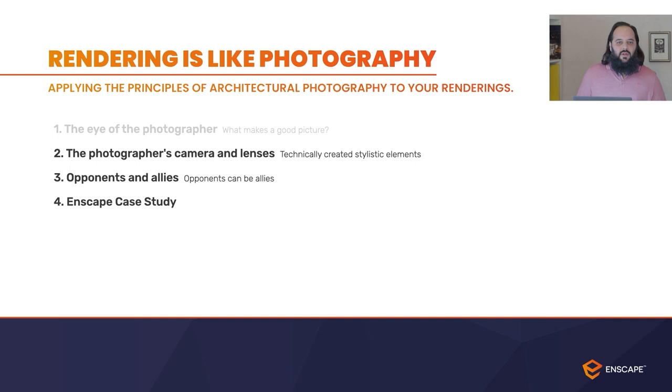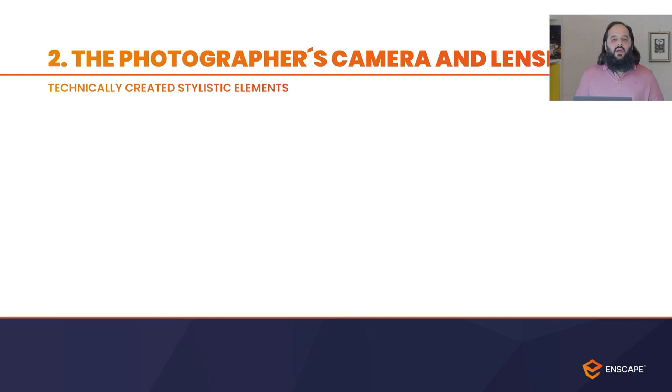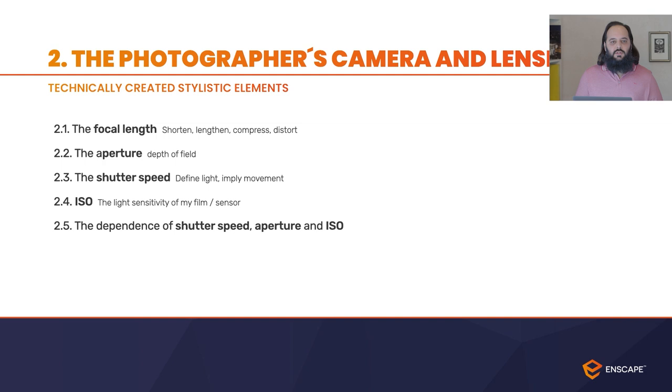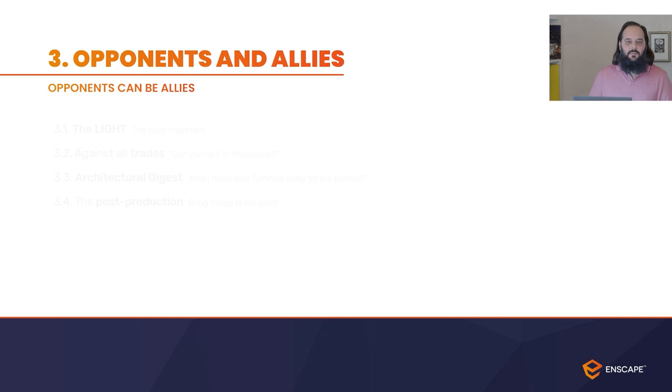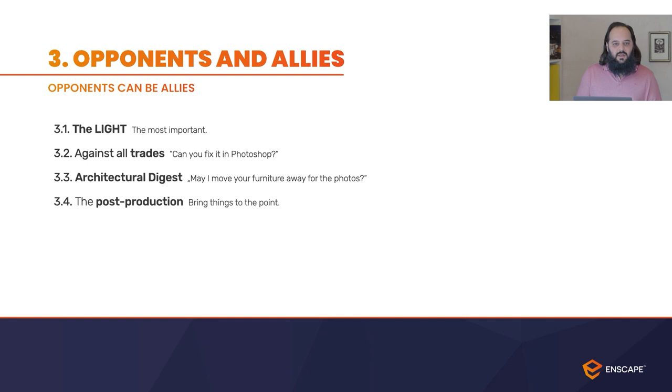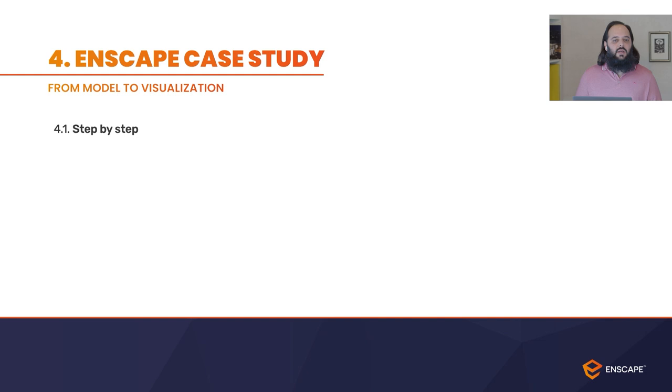I would like to show you briefly below the topics we will be covering: the photographer's camera and lenses, technically created stylistic elements. So the focal length, the aperture, the shutter speed, ISO, and the dependence of shutter speed, aperture, and ISO. Opponents and allies. Opponents can be allies. The light, the most important. Against all trades, can you fix it in Photoshop? Architectural digest, may I move your furniture away for the photos? And the post-production, bring things to the point. And last but not least, an Enscape case study.